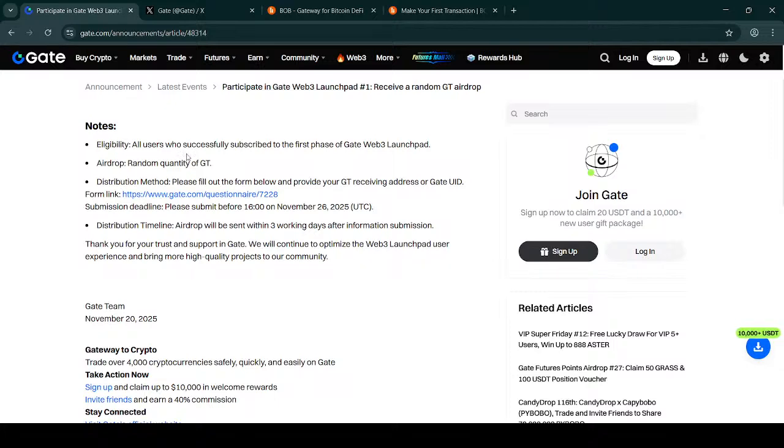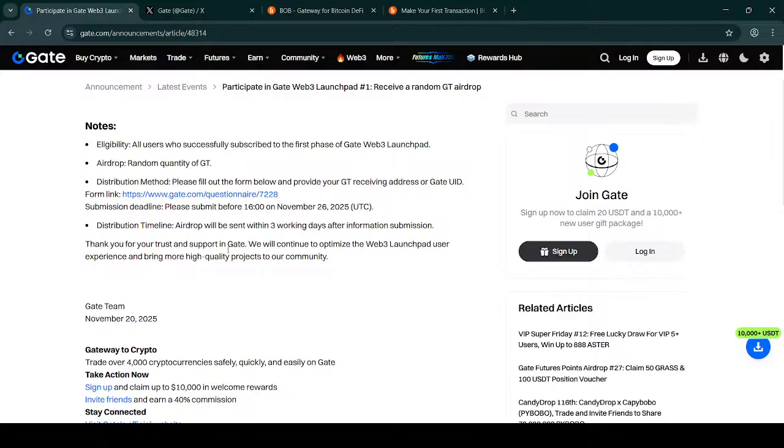Eligibility: all users who successfully subscribe in the first phase of the Gate Web3 Launchpad will receive an airdrop of a random quantity of GT. For the distribution method, please provide your GT receiving address and UID from the link, guys, and submit the details. This is the distribution timeline: the airdrop will be sent three working days after the information submission.